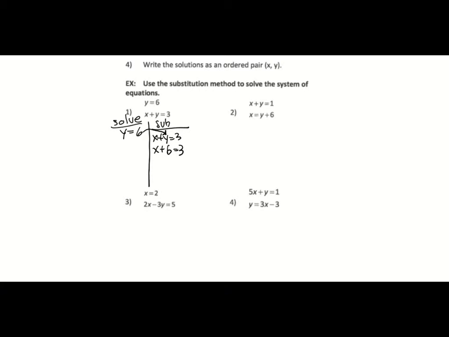Now I can solve this equation to give me x, so I'm going to subtract 6 from both sides. x equals -3. Now my final step, I have my x equals -3 and I have my y equals 6. I'm going to write my answer as an ordered pair. So remember, x goes first, then y, so we have -3, 6.